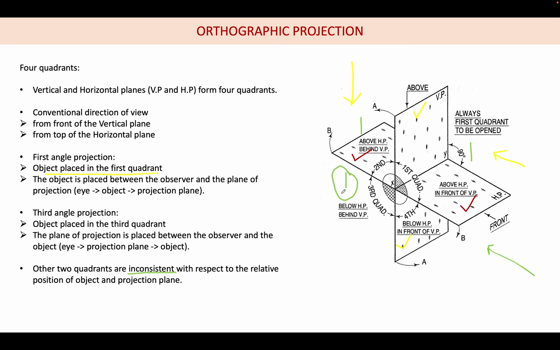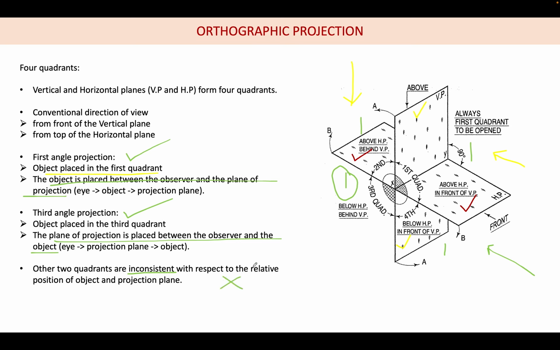In the first quadrant and third quadrant, we saw that it is the same case either way. The object placed between the observer and the plane of projection is first angle projection, and the plane of projection placed in between the observer and the object is third angle projection. But in the second quadrant and fourth quadrant, when viewing from the front it is one case, and when viewing from the top it is the opposite case. So this leads to the inconsistency. Because of this, most engineering drawings use either first angle or third angle projection. The other two angles of projection are not used. So this is the reason.